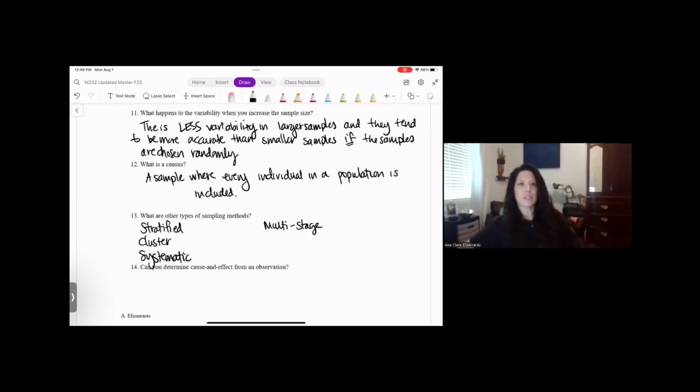And lastly, can you infer cause and effect from an observation? No. No treatments are imposed. You cannot infer cause and effect from an observation.